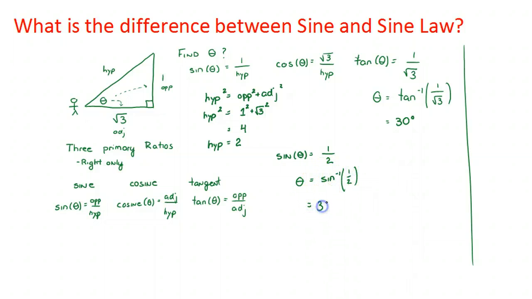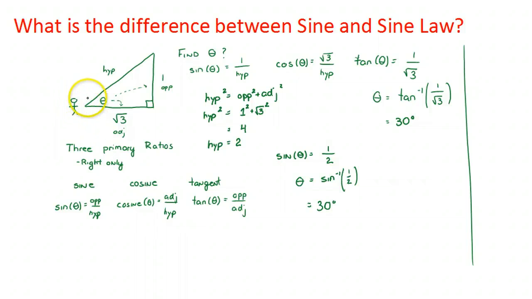So theta is equal to 30 degrees, and we should get the same answer. So your first question is, how does this all relate to Pythagoras' theorem? Our primary trig ratios, sine, cos, and tan, are defined as the ratios of the sides of a right angle triangle, and those ratios depend on what angle I'm talking about.